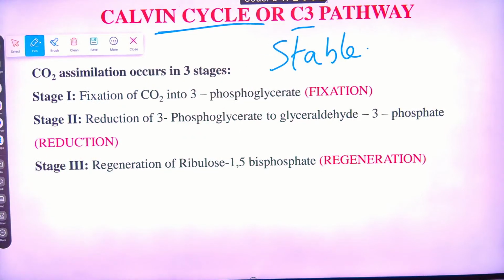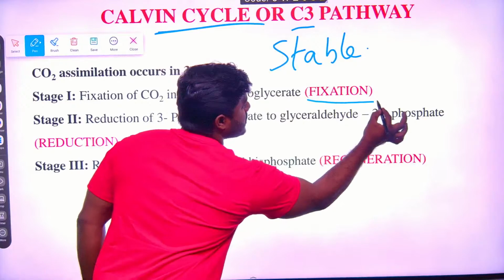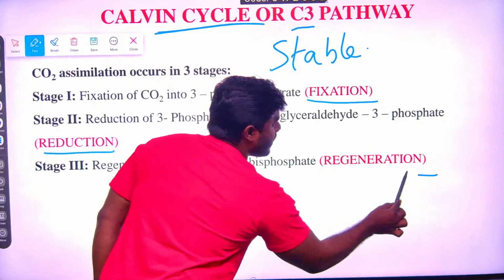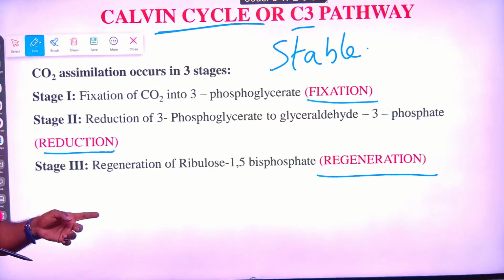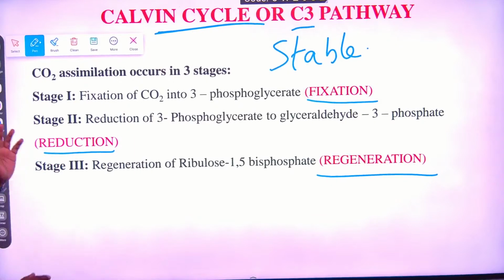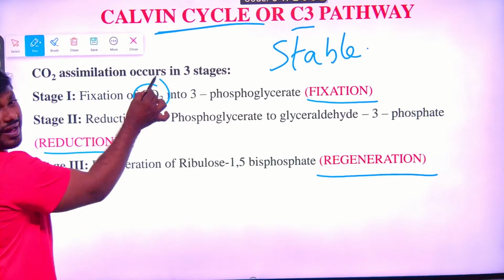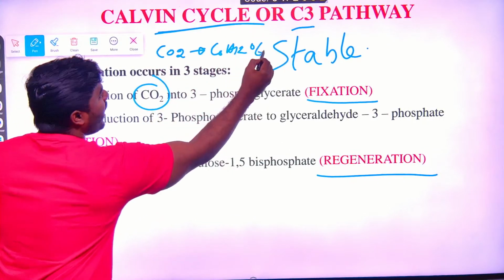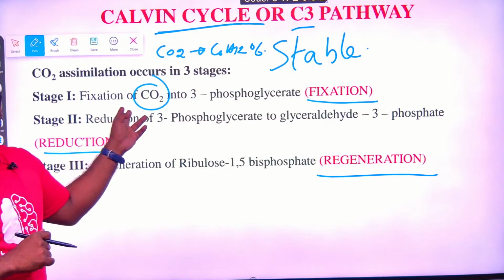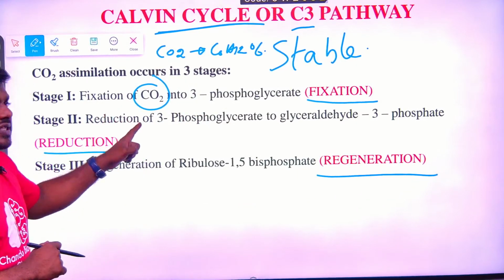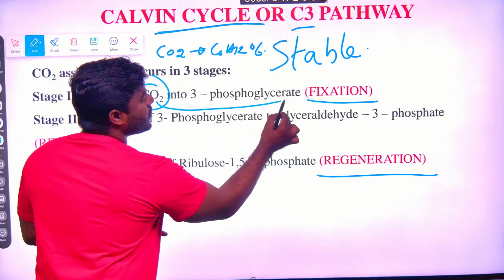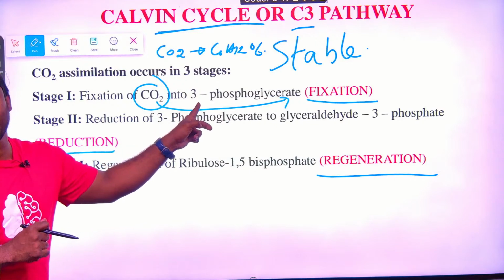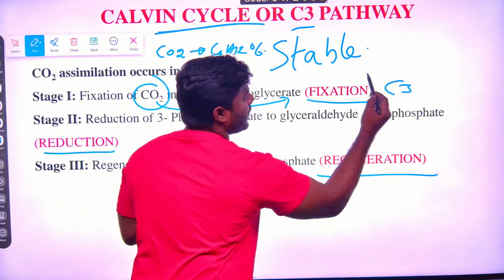Now, the C3 pathway generally happens in 3 steps. One is called fixation, the second one is called reduction, and the third one we generally call regeneration. I'll explain everything elaborately, just focus. Fixation of the carbon. What is our ultimate goal? Fixing the carbon into glucose. The point is very clear, we can't fix the carbon directly into glucose. So first we will fix the carbon into what? A 3 carbon containing compound. What is the 3 carbon containing compound? 3-phosphoglycerate. That's why we call it the C3 pathway.